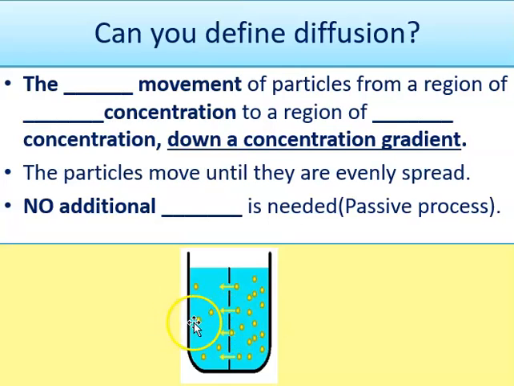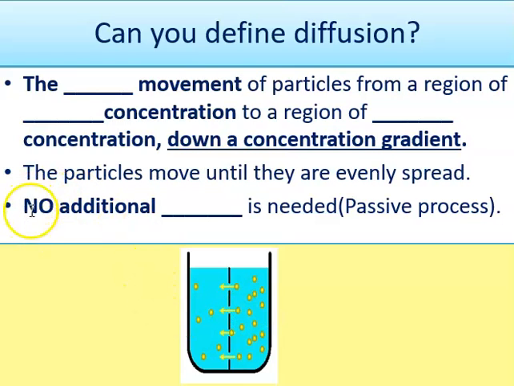So you might have 10 going from right to left and you might have 2 going from left to right. So the overall net movement would be 8, because you take the 2 away from the 10. The particles will move until they're completely evenly spread out within the liquid or within the gas. They'll still keep moving, but you've not got that high to low anymore.